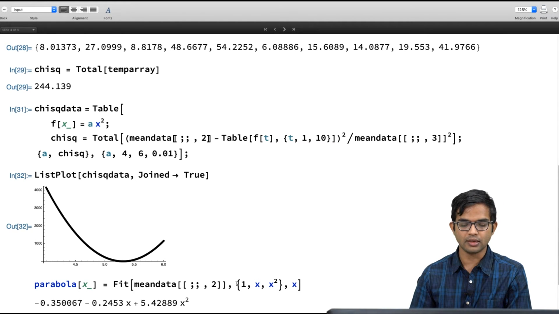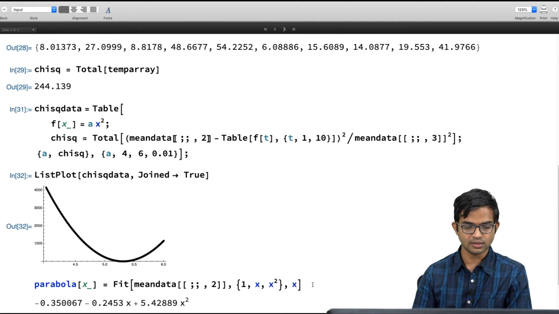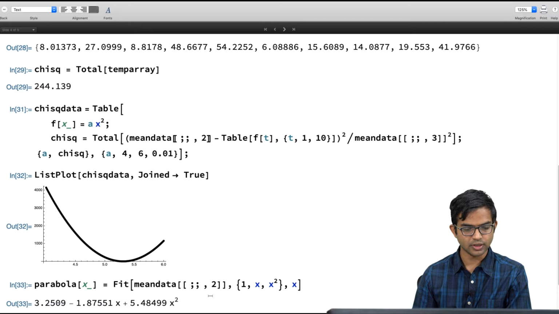So we can take 1, x and x squared as its basis functions, and then we have this whole data in here, the first part, followed by the basis functions, comma separated. It could be 1, x squared. You can play with this, you can put in x cubed, you can put in whatever else, and then the final thing is to just say that you're fitting with respect to x, the independent variable. So if I were to do this, I get an answer like 3.2509 minus 1.876, plus 5.48. So this is doing a fit and giving me some non-zero values for the first two numbers as well, right?